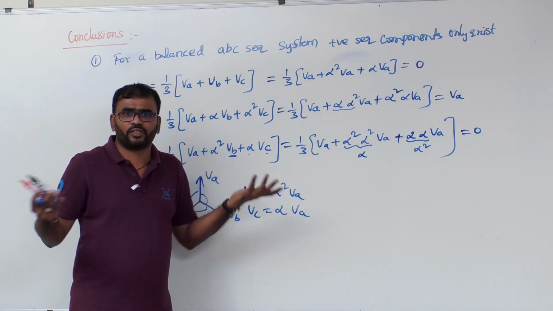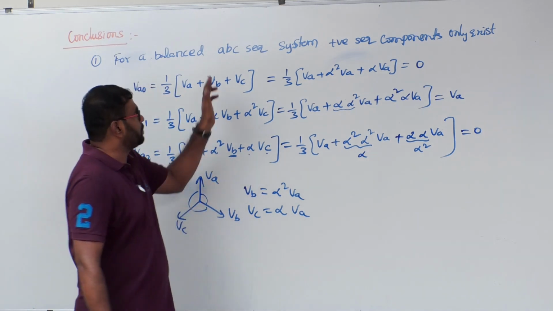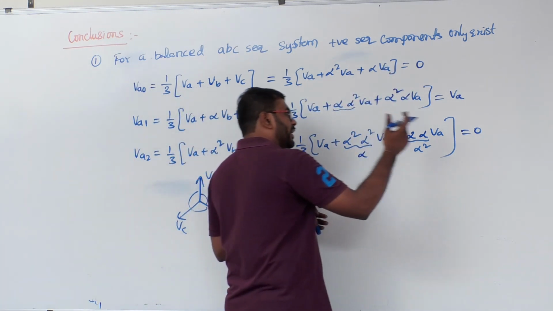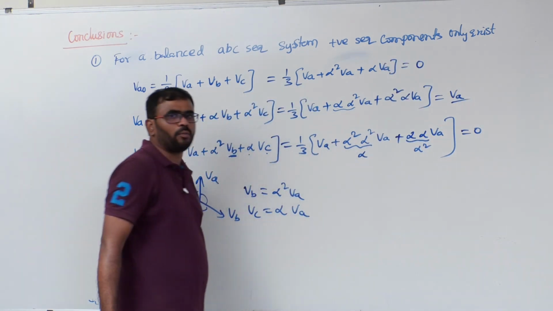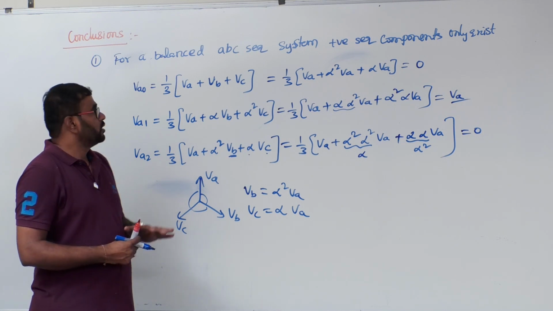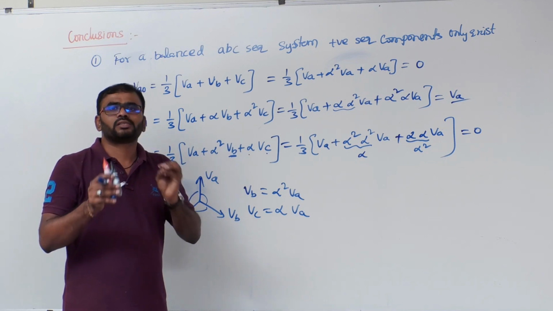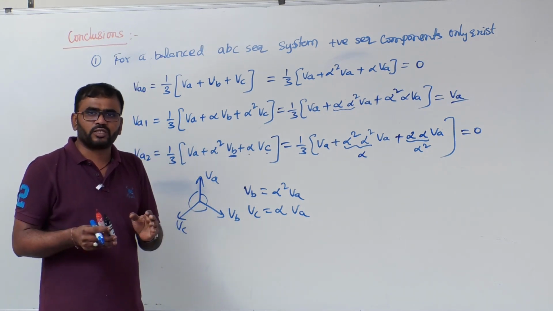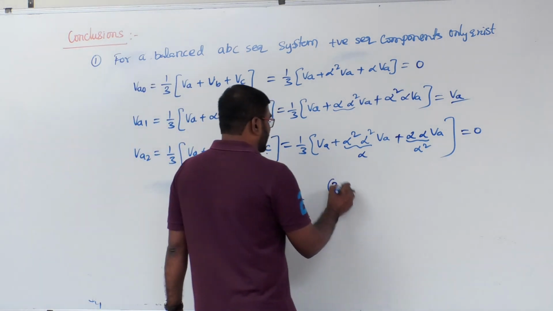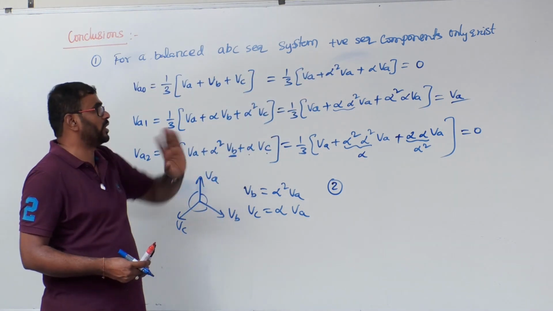If I say balanced three-phase system, it means by default an ABC sequence. So for a balanced ABC sequence system, the zero sequence component is 0 and the negative sequence component is 0; only positive sequence components will exist. From this, what I can conclude is that a balanced three-phase system is nothing but a positive sequence system. That is the second conclusion. Clear? The first conclusion is, for a balanced ABC sequence system, only positive sequence components will exist.